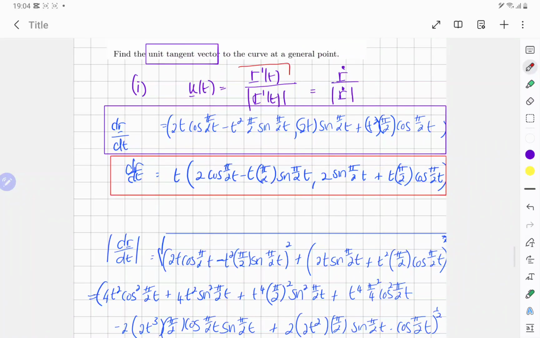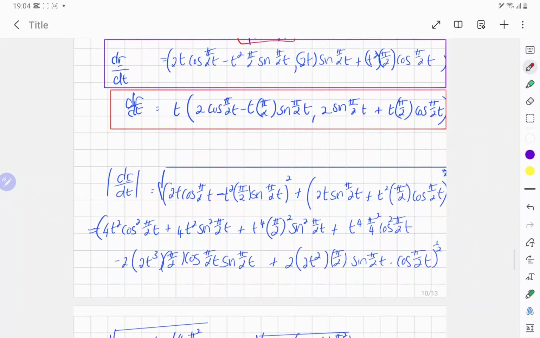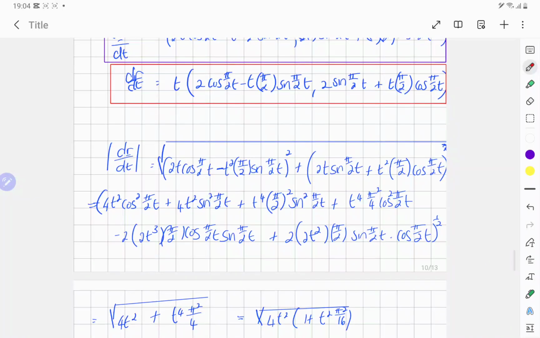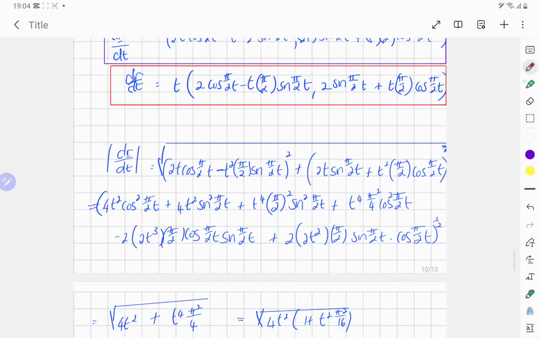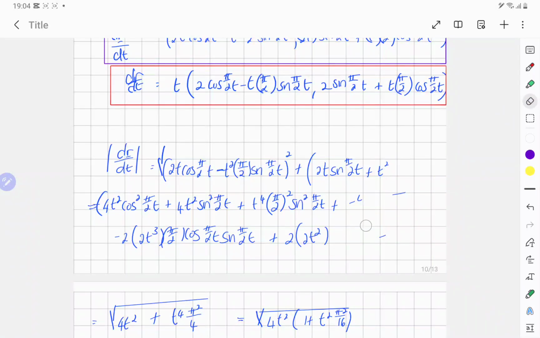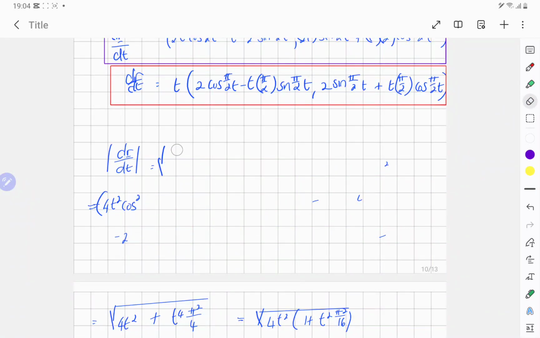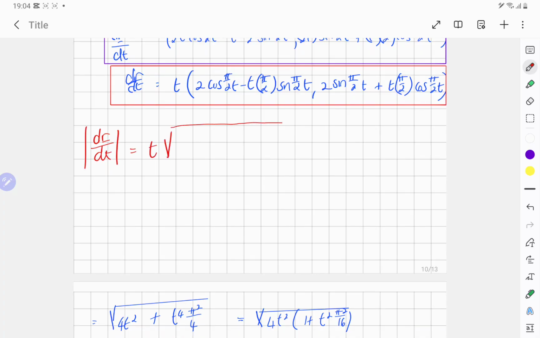Now we have done dr/dt, we need to do the magnitude of dr/dt. What do we do in the magnitude? We can take the t out, so let me rather redo this one here. Remember I said you can take the scalar out when you do the magnitude. Now I'm doing the magnitude, and I did say you can take that outside.